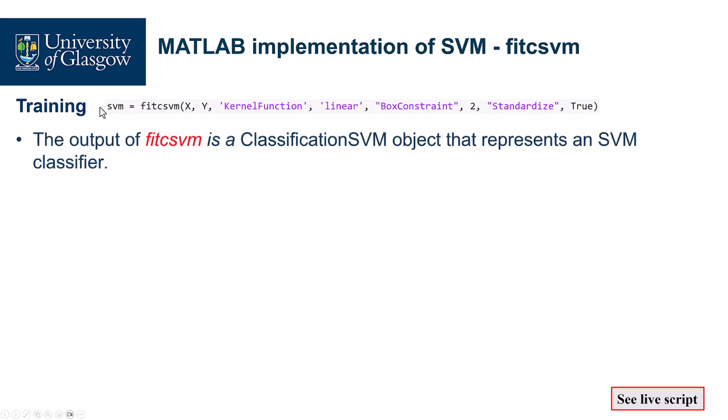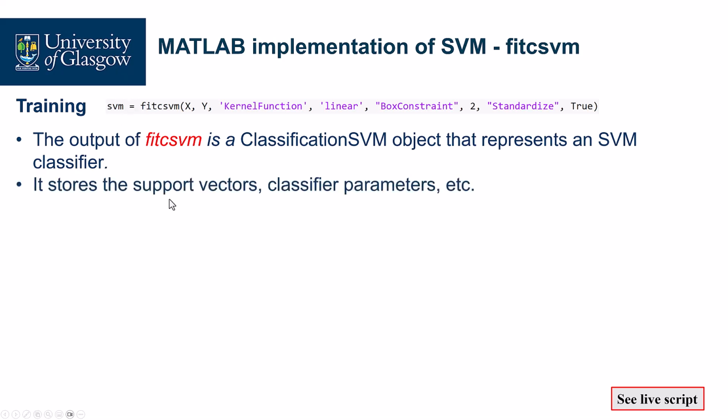The output, I wrote SVM here, and you can use other names. This is an object, and the type is called ClassificationSVM. So this is a trained SVM classifier. The trained SVM is saved here. It has the support vectors and all the other parameters. If you want to access these, you can use the dot method.